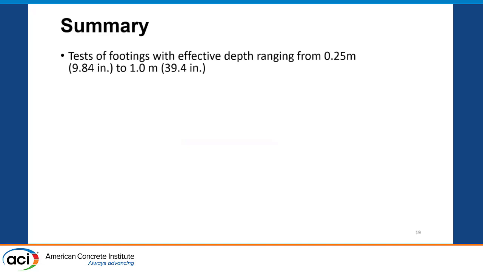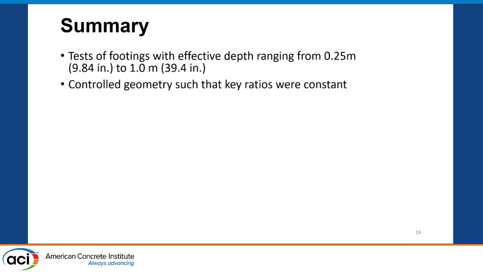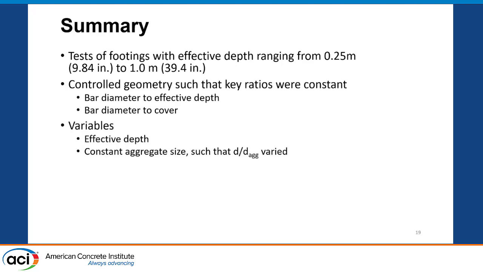So just to quickly summarize, we tested footings with effective depths ranging from about 250 millimeters up to a meter. That's 10 to 40 inches. We controlled geometries such that key ratios that have been observed to be important in the past were held constant. So that's, say, the bar diameter to the effective depth, the bar diameter to the concrete cover. The variables here were the effective depth, obviously.